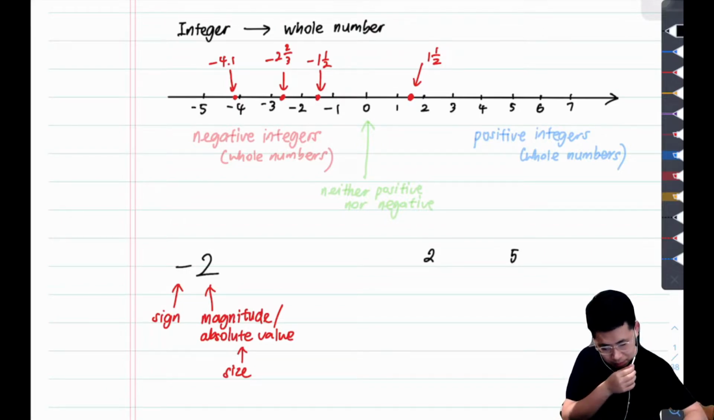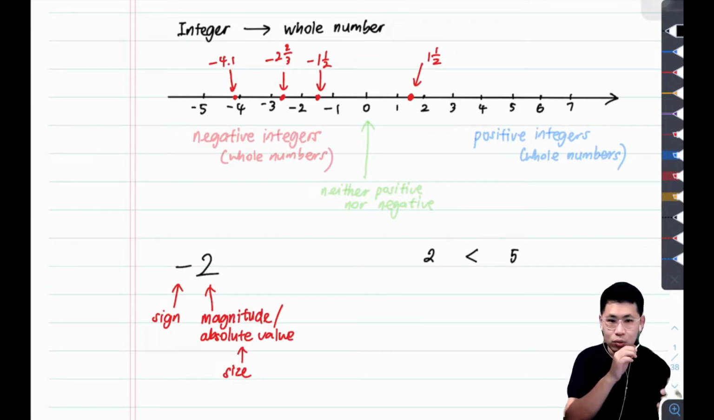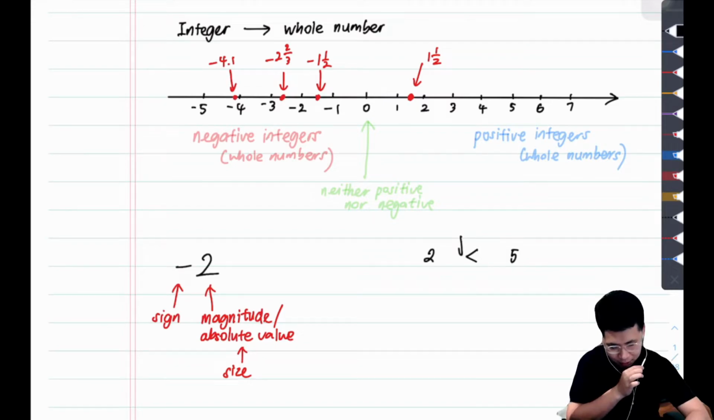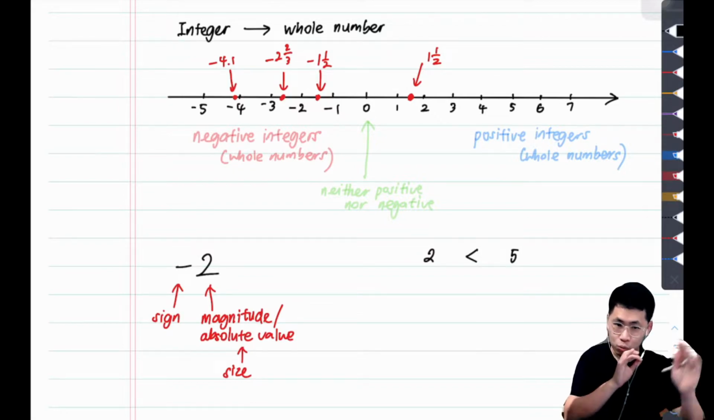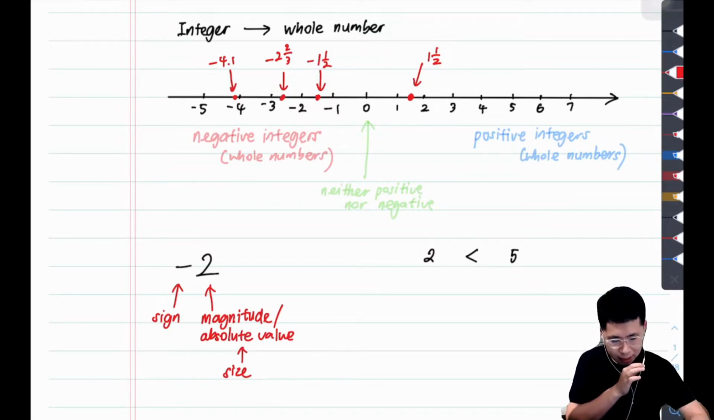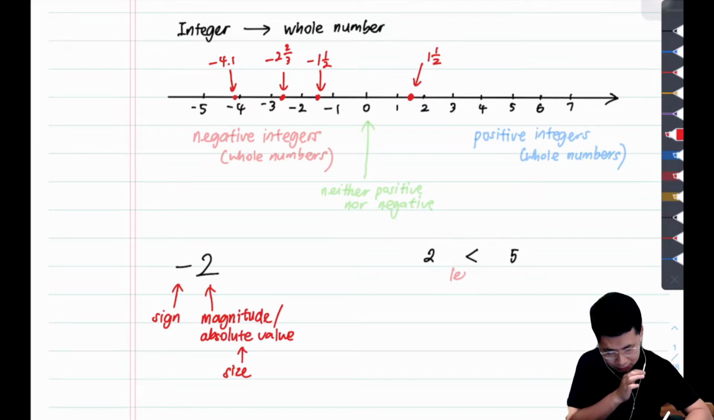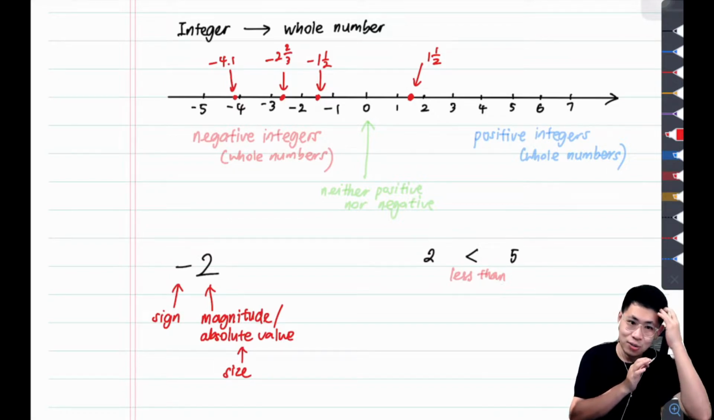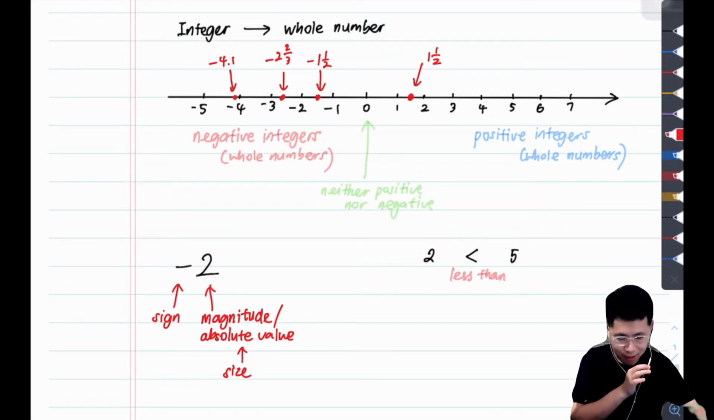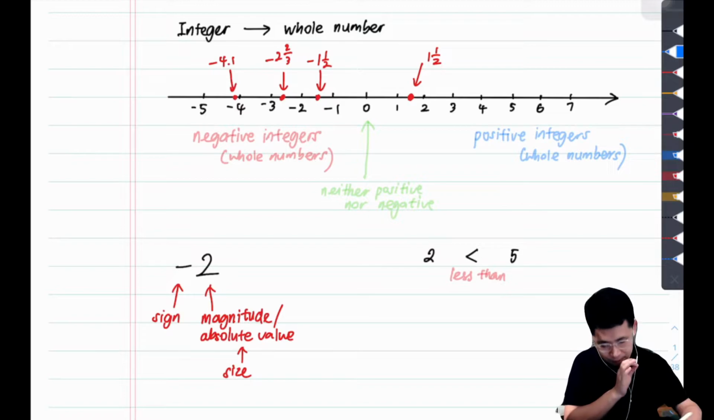So we use this symbol, okay? This symbol over here, the smaller end means it's a smaller number, the bigger end over here means it's a bigger number. Okay, so small to big, right? So this sign, the name of this sign is called less than, and 2 is literally less than 5, which is true, is correct.